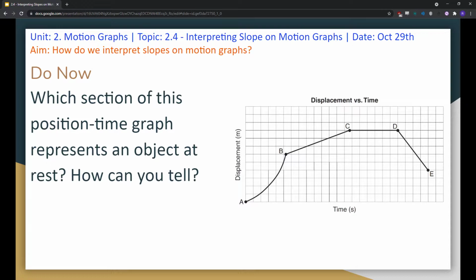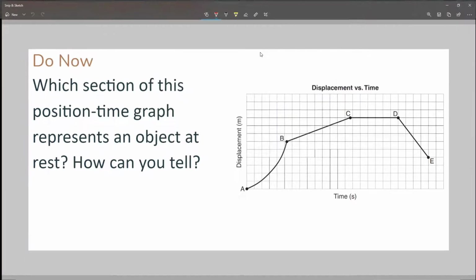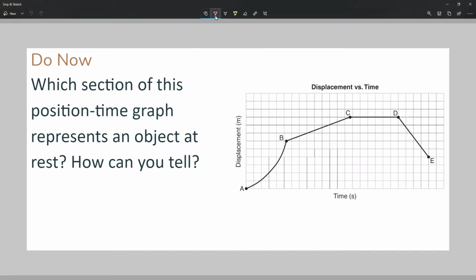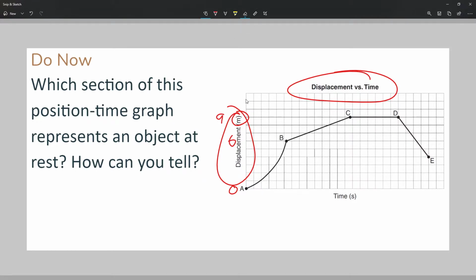Well, let's think about it. This is a position time graph. It says displacement, so this is measured in meters. If we were to give these numbers, 1, 2, 3, 4, 5, 6, and this is 9, so I'm just going to write 9 here. And these are all meters.